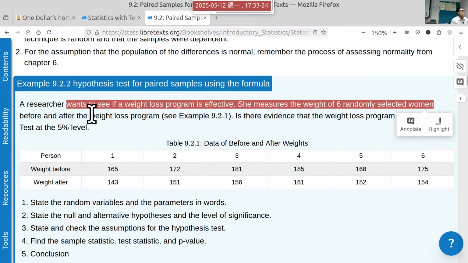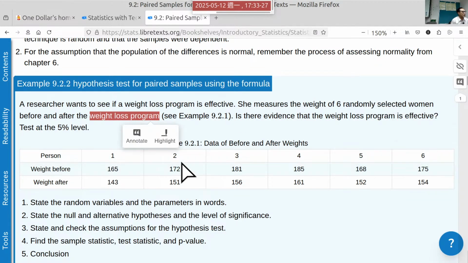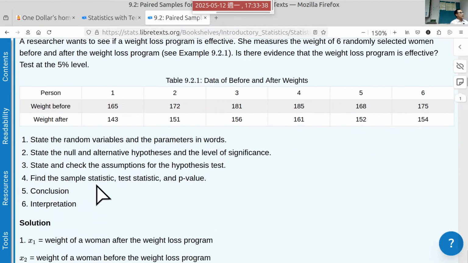before and after the weight loss program. Check this. Is there evidence that the weight loss program is effective? Now, the person number one, before, is 165. I think it can be pounds. After that, 143. Yeah, it looks significant because the number one lady got rid of 18 pounds. Okay, and the second one, before 172, after 151.